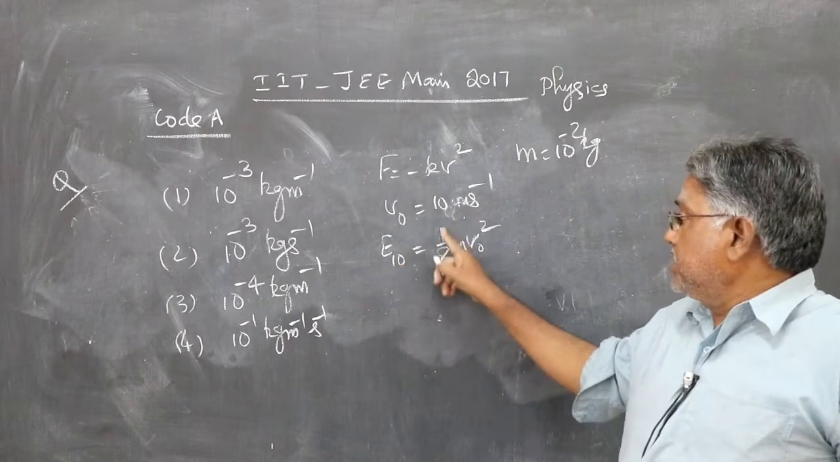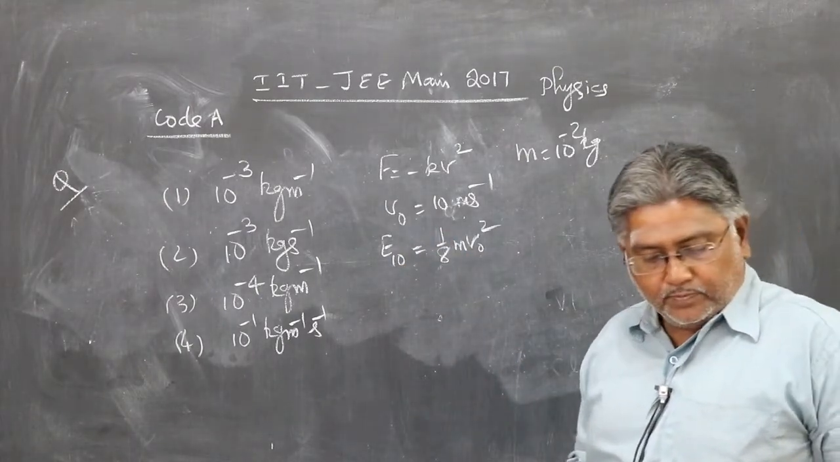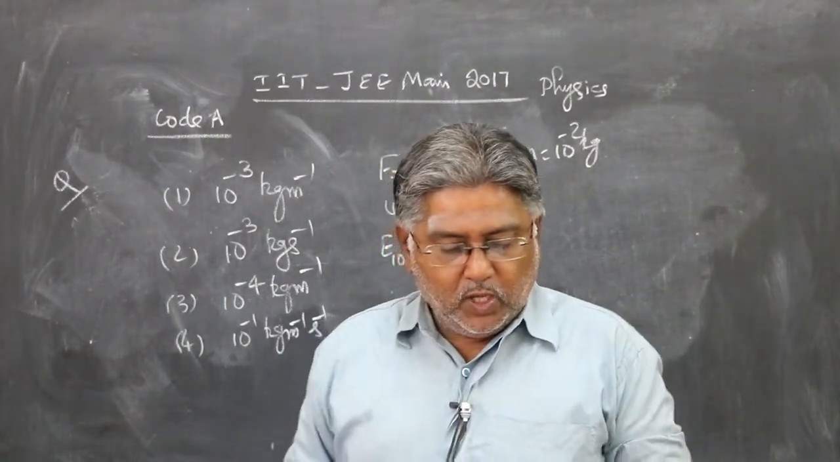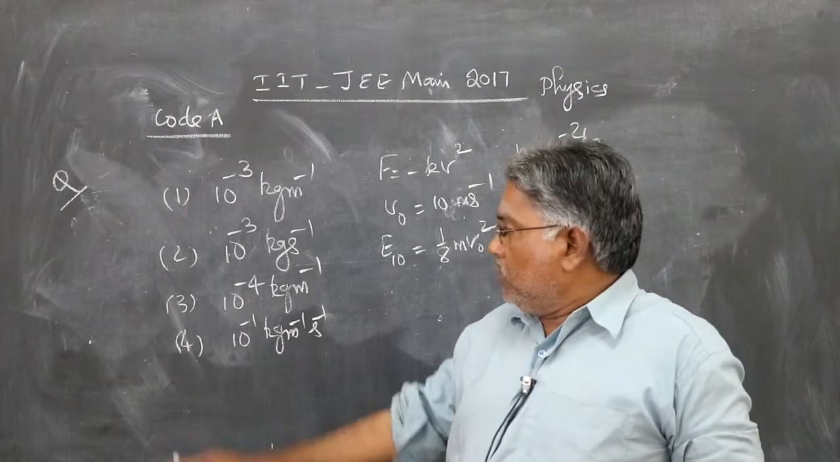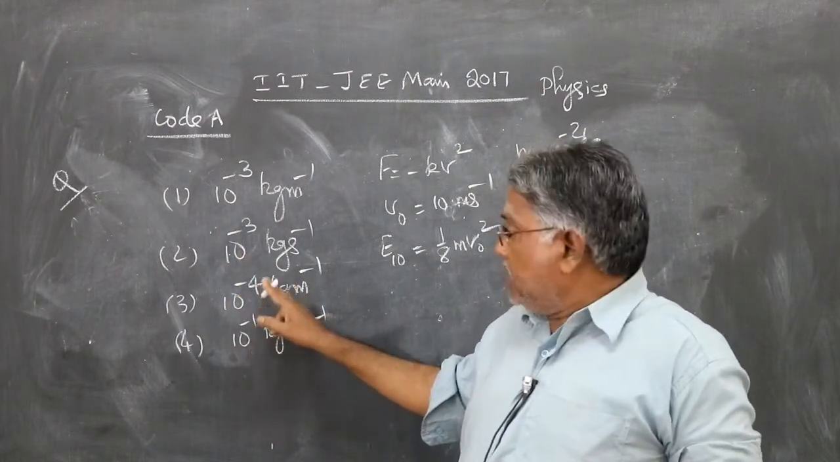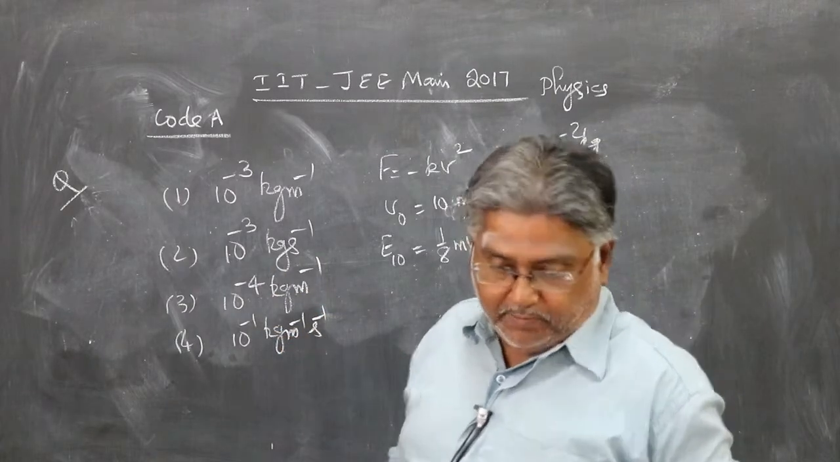Energy after 10 seconds is 1/8 mV0 squared. V0 is 10, of course. Then the value of k will be, 4 options. Option 1: 10^-3 kilogram per meter. Option 2: 10^-3 kilogram per second. Option 3: 10^-4 kilogram per meter. Option 4: 10^-1 kilogram per meter per second.